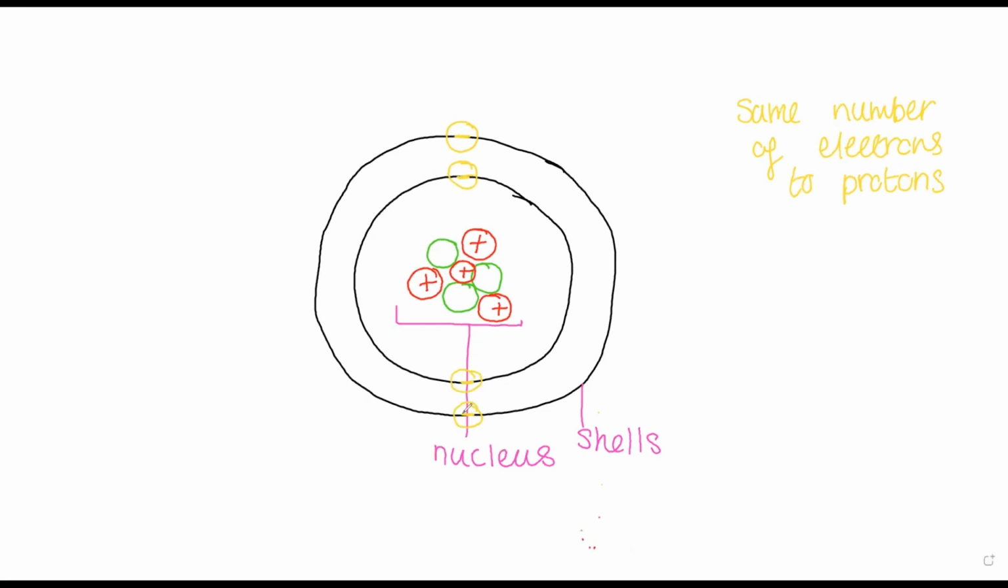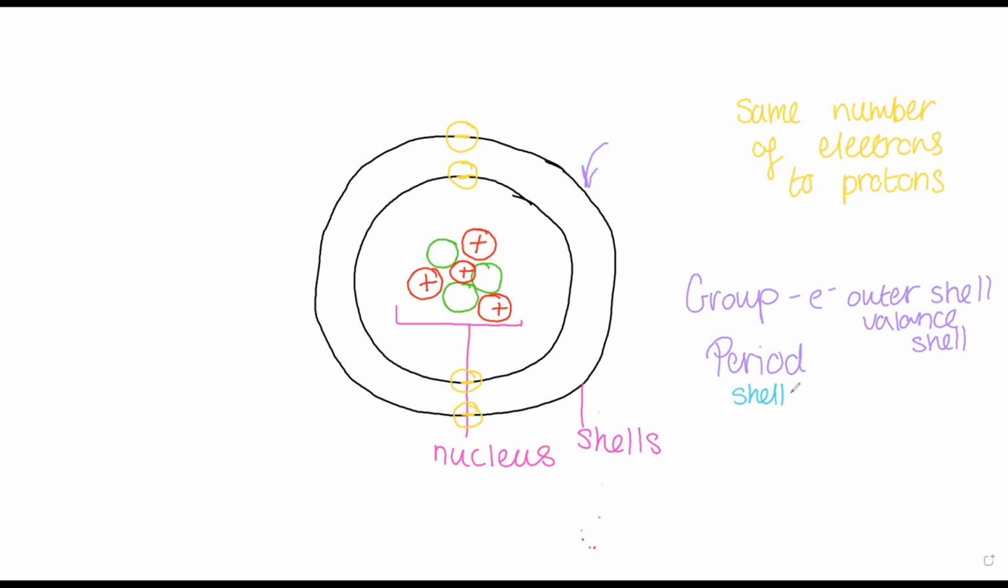Okay, so why is this relevant to the periodic table? There are a few things on the periodic table which we need to care about. We care about the group number and not so much the period. However, it is important to know when you get to higher level science. So our group number tells us the amount of electrons in the outer shell. Sometimes the outer shell is called the valence shell, but this just means the outermost shell of the atom. So in the case of this atom, this would be our outer shell. And then the period tells us the amount of shells in the atom.